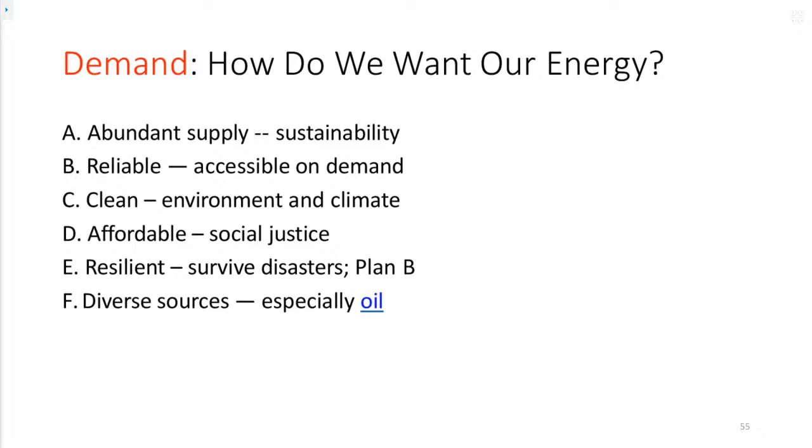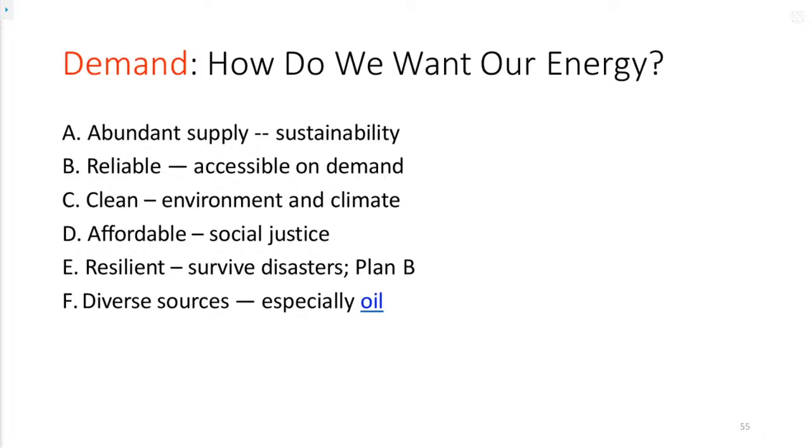Nobody wants a dirty environment either around their homes or a climate that's being impacted by CO2 emissions. Energy has to be affordable. In countries like India, the whole question of social justice, of extending access to rural areas which have no electricity at all at a price they can afford, is a major element of demand for energy.